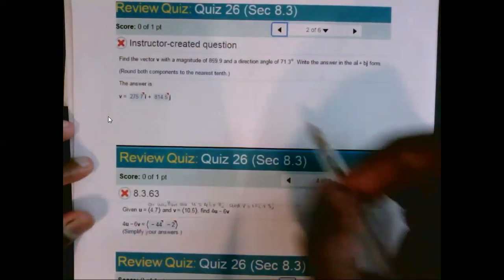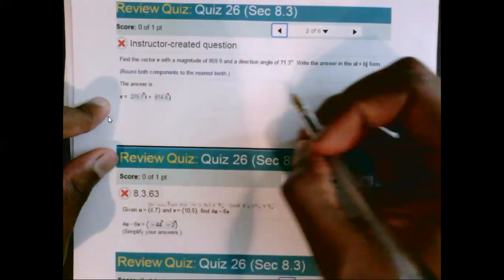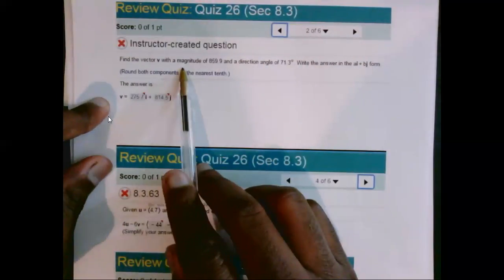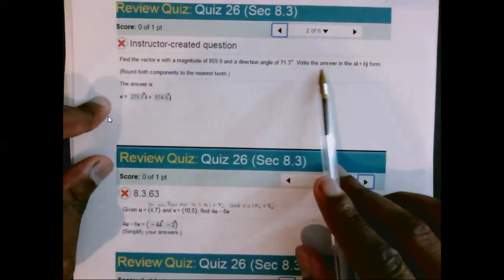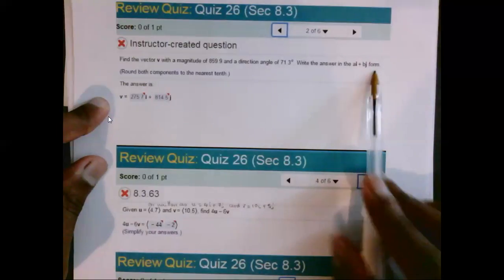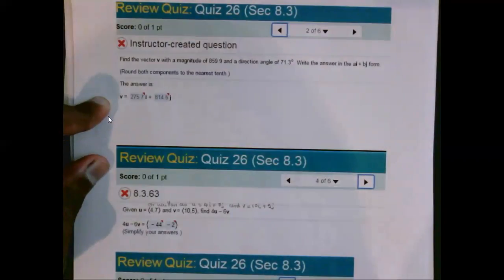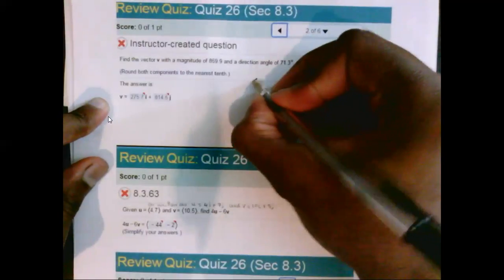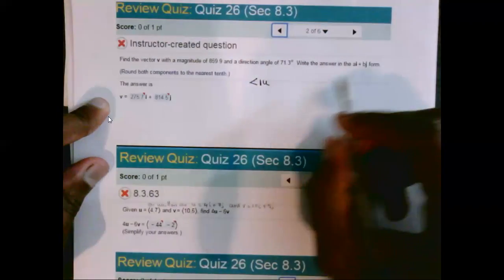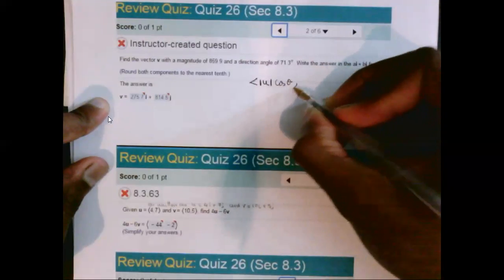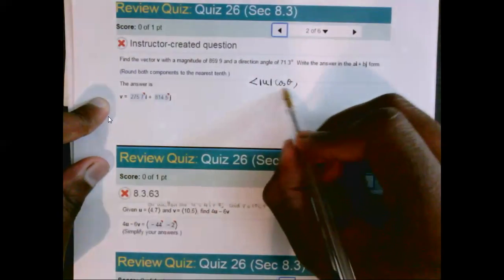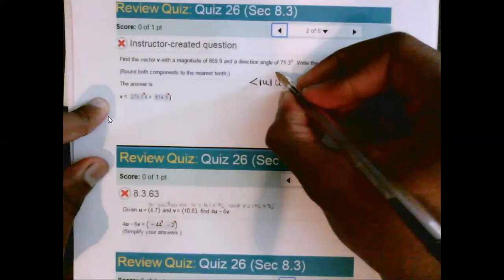I think we've seen one of the questions where they say find a vector v with a magnitude 859 and the direction is 71, and write it in terms of ai plus bj form. So the way we do it, we've seen previously that the component of a vector u can be represented this way: norm of u cosine theta is the a component, and the b component will be norm of u sine of theta.